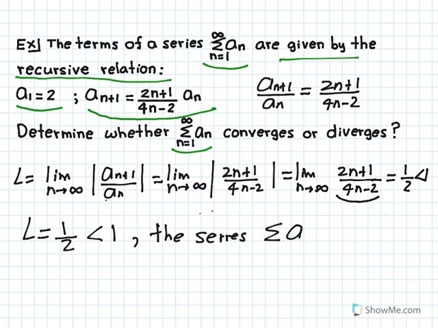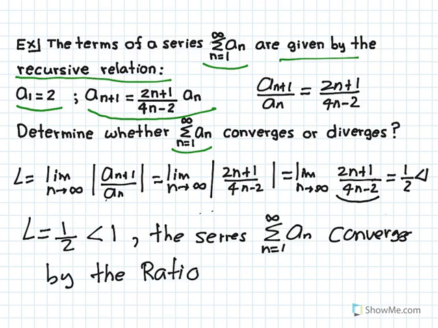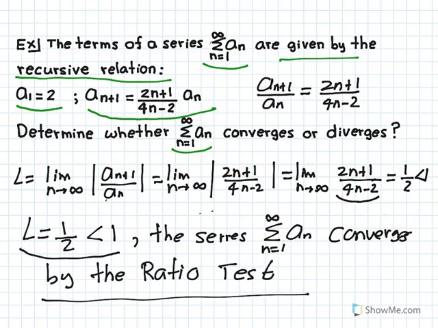summation a_n, n equals 1 to infinity, converges by the ratio test. We always have to make this statement at the end. Give the reason for which the series either converges or diverges. In this case, because L is equal to 1/2, which is less than 1, this series converges absolutely by the ratio test. Or you can just say converges by the ratio test.